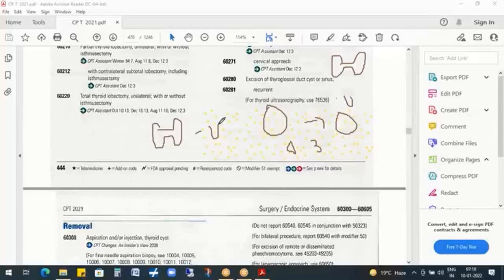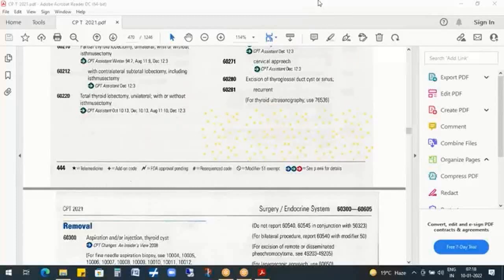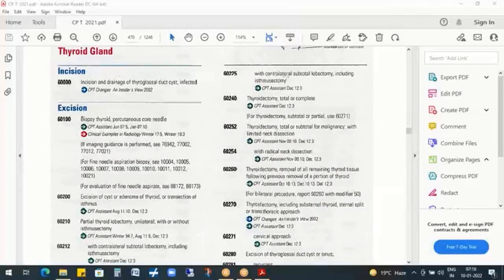60212, partial thyroid lobectomy unilateral with contralateral subtotal. Contralateral subtotal means what? Opposite side also half. One side half, opposite side also half. What we call it as contralateral. Total thyroid lobectomy. One side, either it may be right side or left side, total lobe they removed. You can see the quotes now. Contralateral subtotal means one side total, opposite side half.